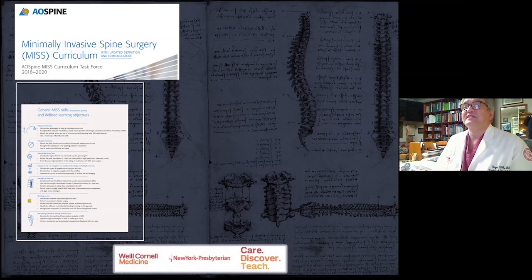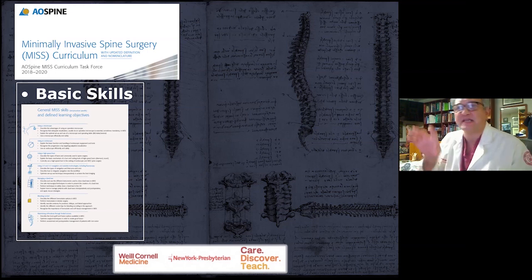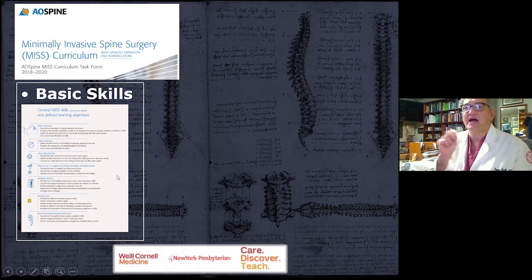And then as part of the MIS task force that we're working on, just to give you a short overview introduction, we identified a number of basic skills that we're working on, and we're developing educational material for this. And the basic skills, for example, are how to use a microscope, how to use an endoscope, how to use a high-speed burr, how to use navigation.